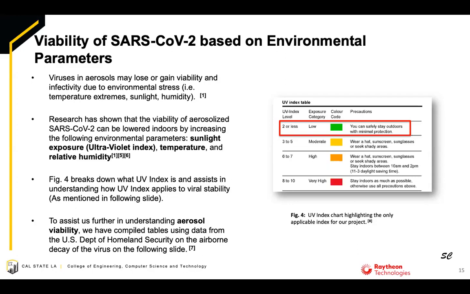Shown on the table are UV index ranges from 0 to 10, but we are only focusing on levels 2 or lower, since we are estimating the lowest amount of sunlight exposure in the classroom. To better understand how this affects the virus's life in aerosolized form, we have some tables with data from the Department of Homeland Security on the next slide.